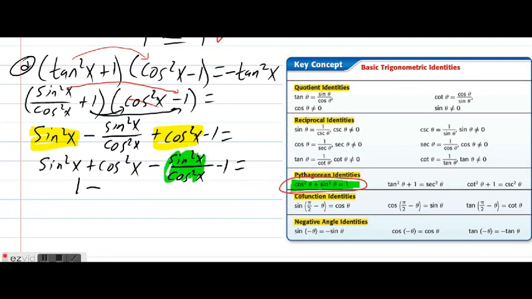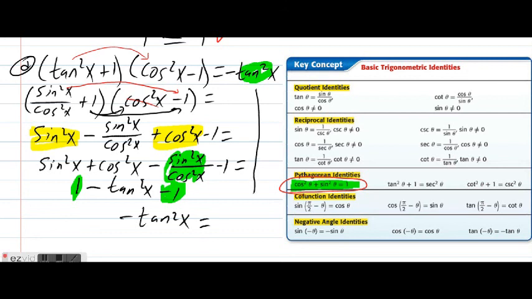Now, I can't do anything with this sine squared x over cosine squared x. And I'm noticing that I have tangent over here. So I'm thinking, let me just rewrite it back to tangent squared x minus 1. Well, positive 1 minus 1. Sorry, I'm getting carried away with all these colors, but those cancel. Minus tangent squared of x is equal to minus tangent squared of x.